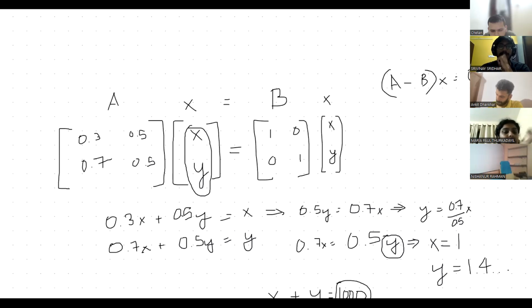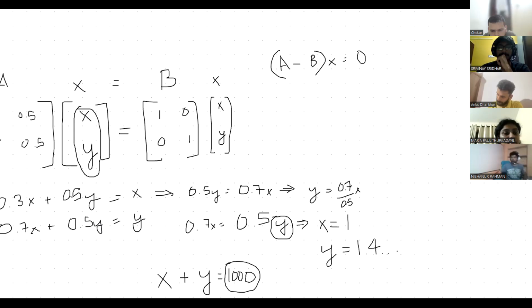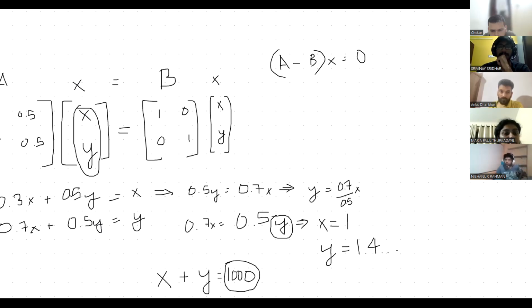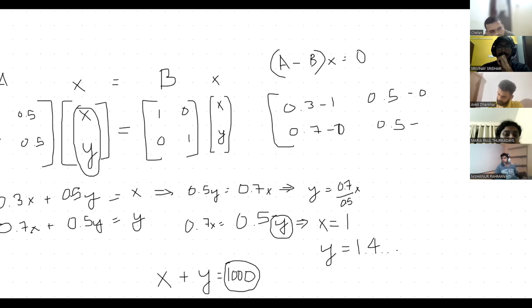Do you want to write that as a matrix? Yeah. Okay. So that is nothing but 0.3 minus 1, 0.5 minus 0, 0.7 minus 0, 0.5 minus 1. Awesome, okay.